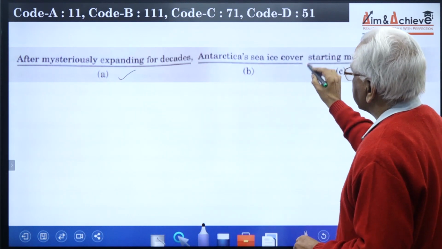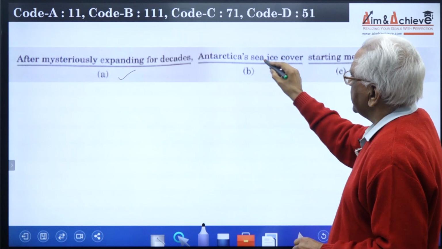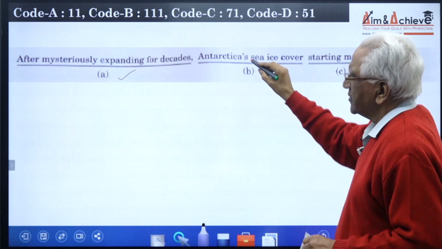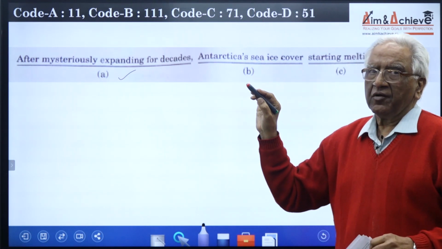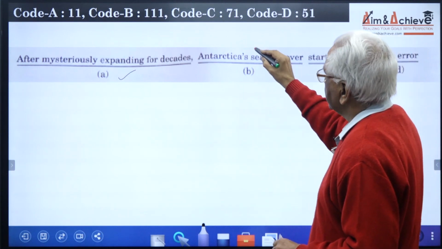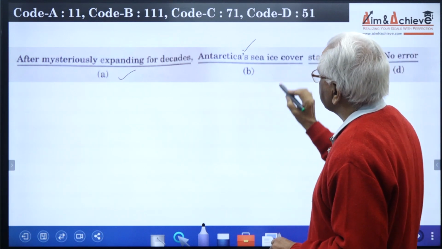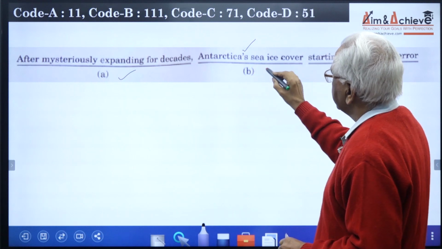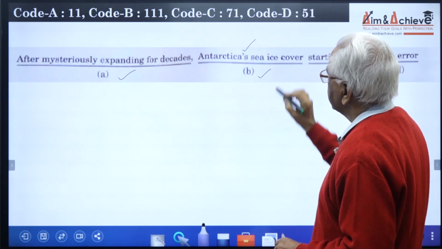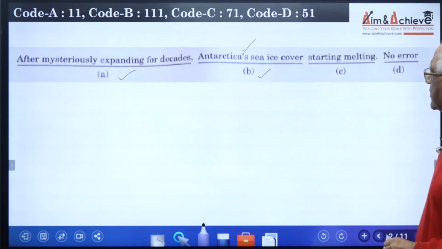Antarctica's sea ice cover. When we are talking of a place, a country, or even a continent, the use of possessive apostrophe s is right. Sea ice cover is also right. That means this part also does not have any error.